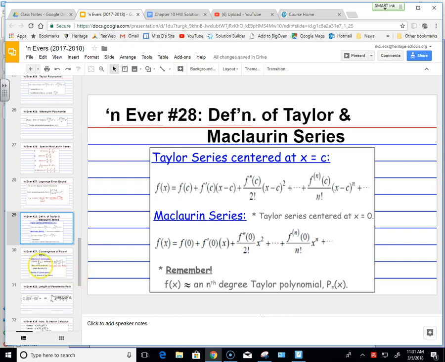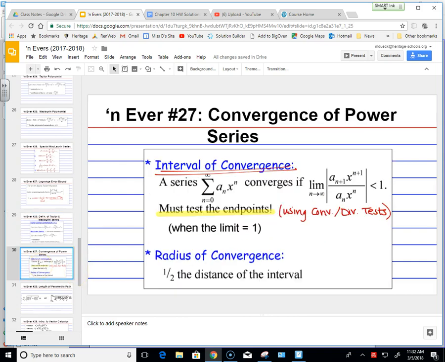And so we only need to go down to convergence using, in a sense, kind of the idea of the ratio test, testing the endpoints. And then I just put in a quick little hint. Last year, test the endpoints, you need to know your convergence and divergence tests.